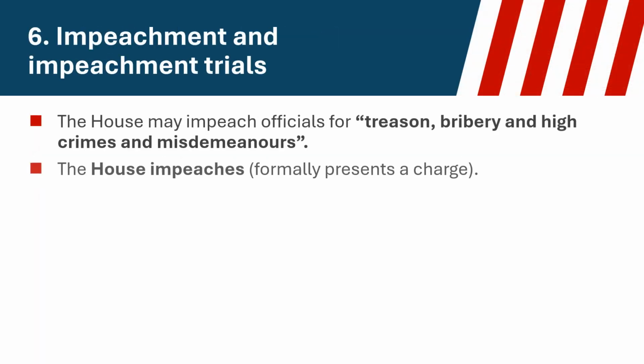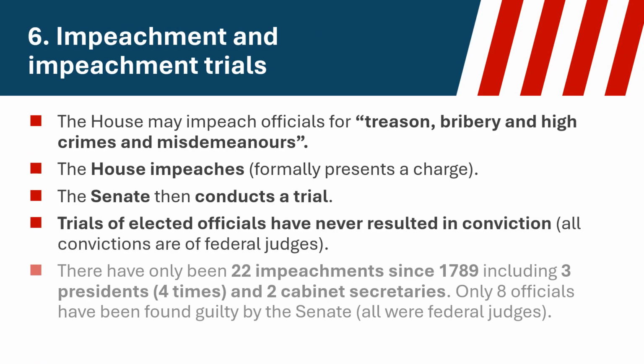Sixthly, another aspect of oversight of the other branches of government is Congress' responsibility for impeachment and impeachment trials. The House may impeach officials for treason, bribery, and high crimes and misdemeanors. The House impeaches. It formally presents any charge. The Senate then conducts a trial. Trials of elected officials have never resulted in conviction. All convictions are of federal judges.